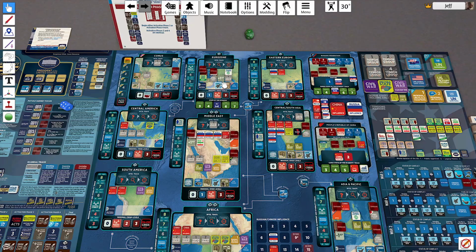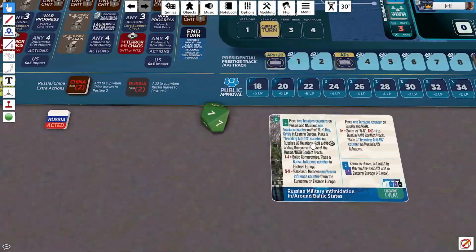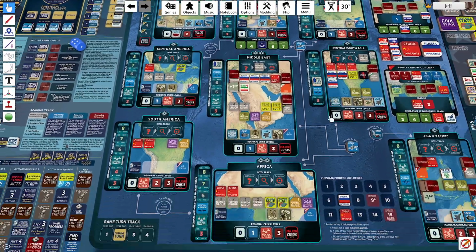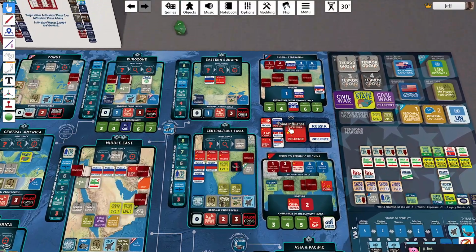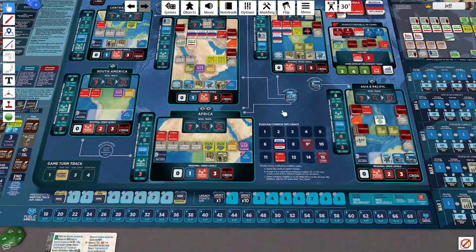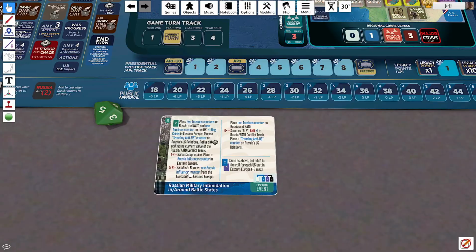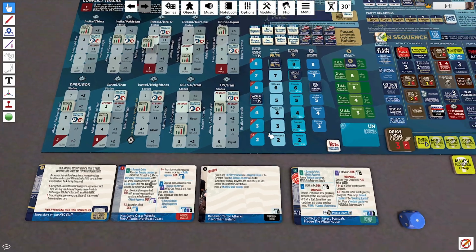And 1 on the UK. Plus 1 crisis in Eastern Europe. Trending into US counter on Russia's US relations. So it's a 5, plus 1 is 6, plus 3 is 9.